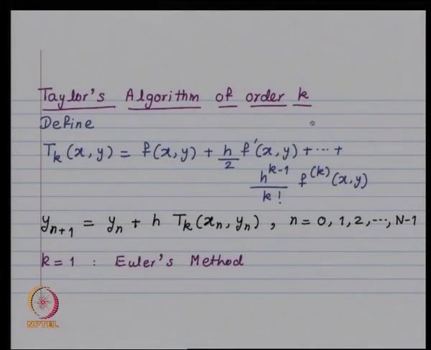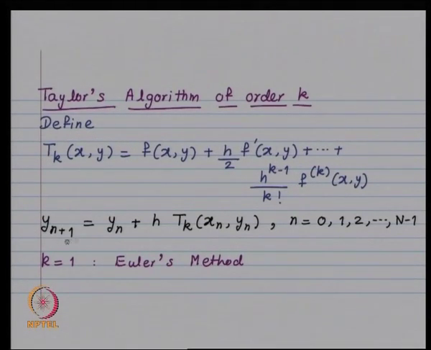So, now Taylor's algorithm of order k is defined as f x y plus h by 2 f dash x y plus h raised to k minus 1 by k factorial f k x y. Now, let me explain the notation. When you say f dash, that is derivative with respect to x. So, it is going to be equal to f x plus f y into y dash. So, this f dash, f k, these are the total derivatives.